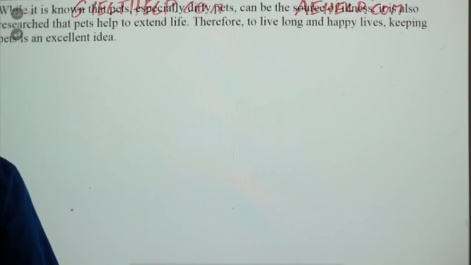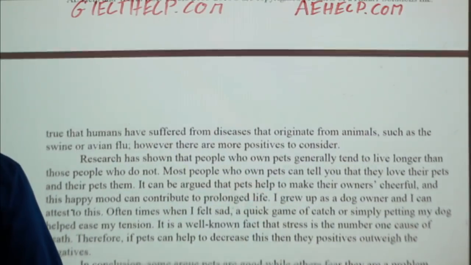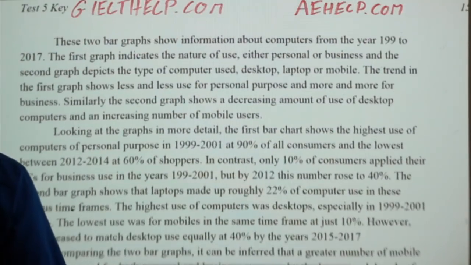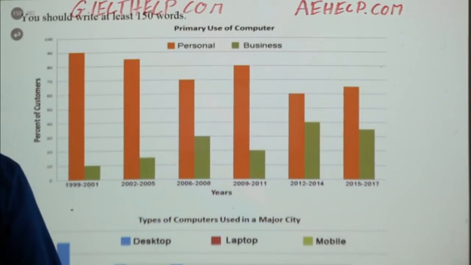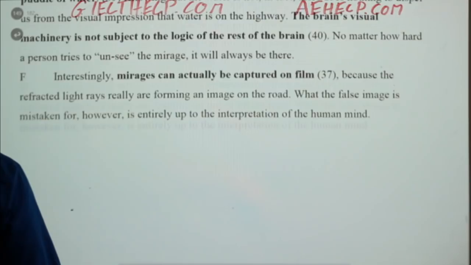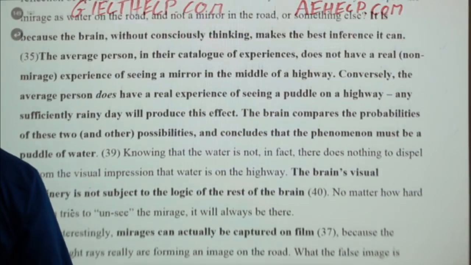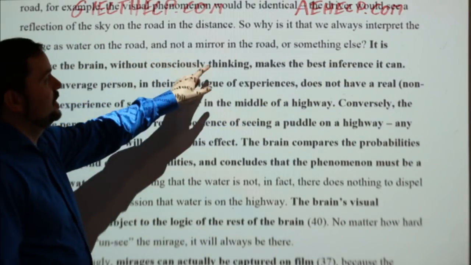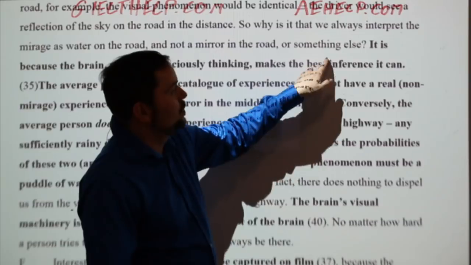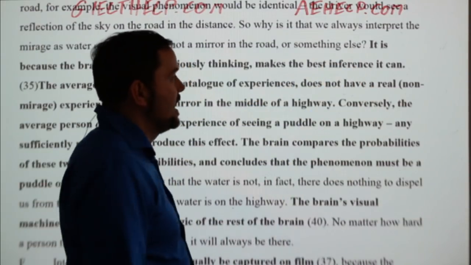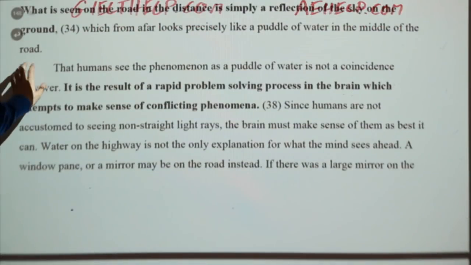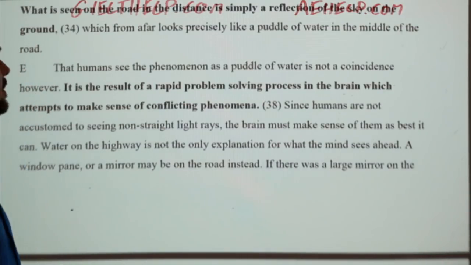Okay? So the reason we include these transcripts and these answer keys for you is, of course, so that you can learn where you're making mistakes and what the information is that you're not clearly understanding. Okay? So for question 35, here it says, it is because the brain without conscious thinking makes the best inference it can. So this is where the word inference is, and that's where I should have gotten that answer from, in paragraph E. Okay, so I was in the right paragraph, I just couldn't find the right answer. All right, so that's what you do, that's how you do it.